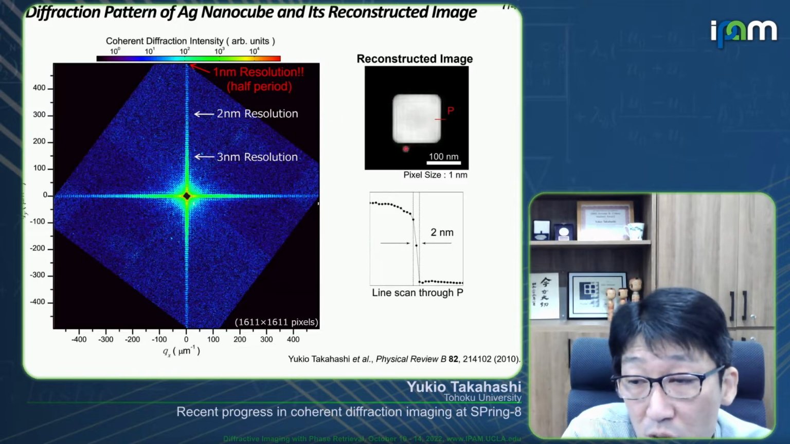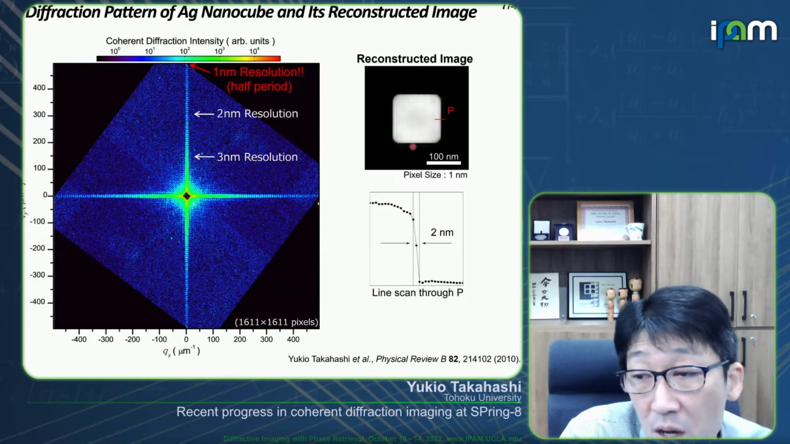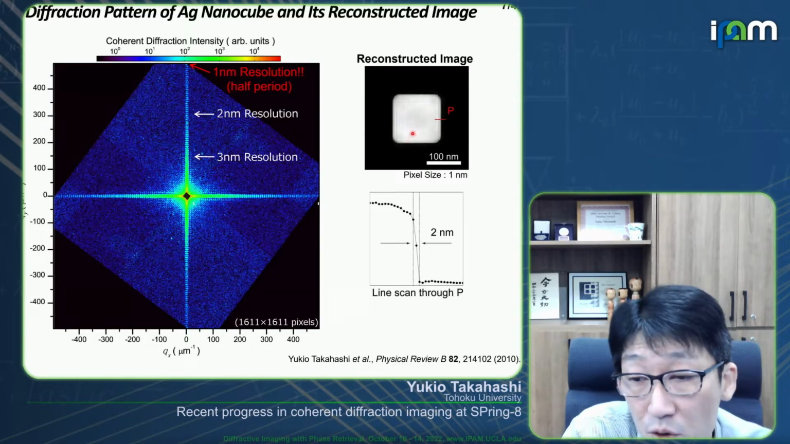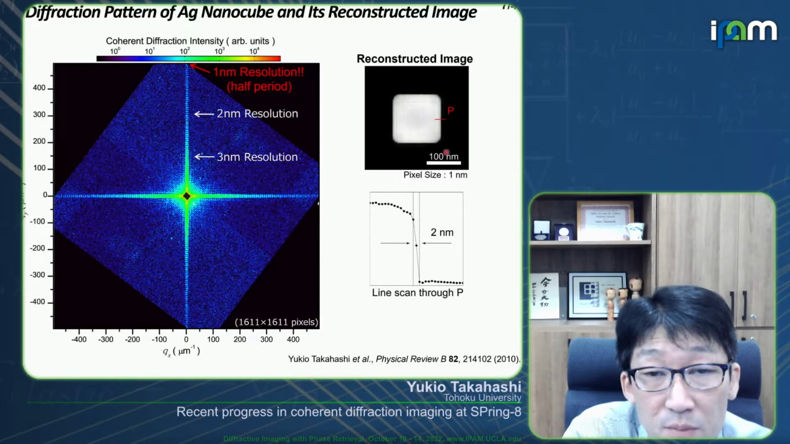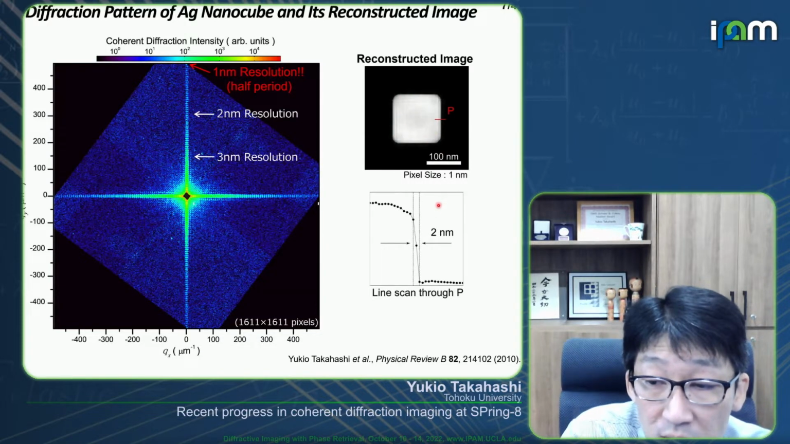So this is the reconstructed image from this pattern. You can see a very clear square image of this silver nanocube, corresponding to the projection of the electron density distribution of the nanocube. The pixel size of this is 1 nanometer. The edge resolution is 2 nanometers.